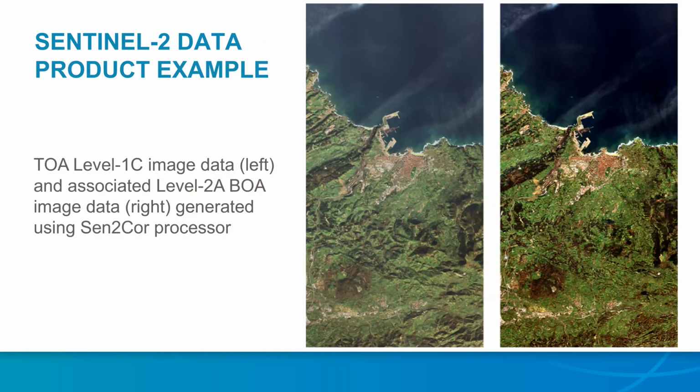Here is an example of Sentinel-2 data. So the image on the left is the top of atmosphere image, which you can see is hazy when you compare it to the bottom of atmosphere image on the right, which has had the atmospheric correction applied and is much clearer.